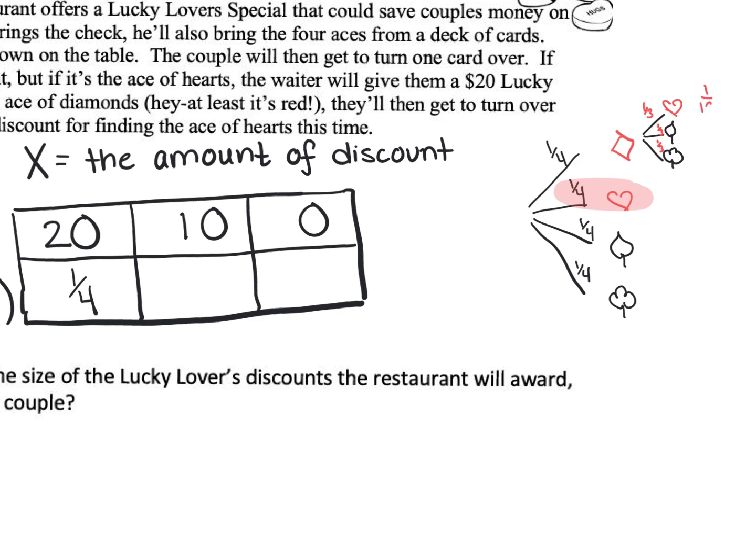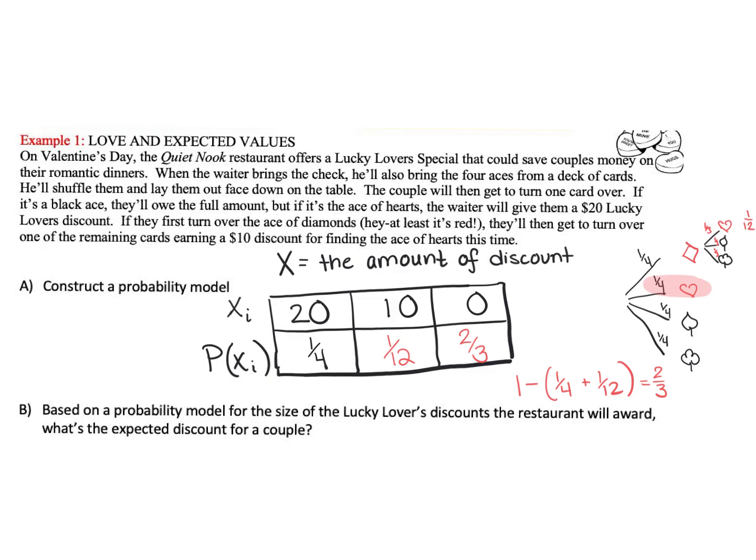out on the branches. So this would be a 1/12 chance of winning $10. And then my remaining chance would be of winning zero, which is the complement. The easiest way to do that would just be to add 1/4 and 1/12 and subtract it from 1. That gives me a value of 2/3. So for our probability model, if you double check, the sum of this row will equal 1.